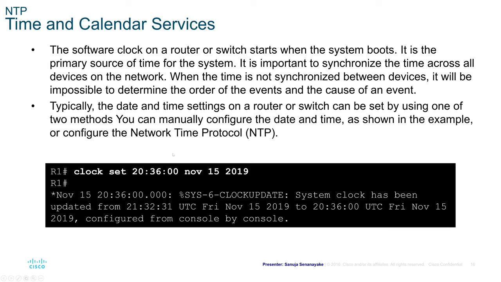Get-bulk-request. The get-bulk-request retrieves large blocks of data instead of a single variable. In this case, we are retrieving large blocks of data, such as multiple rows in a table, that would otherwise require a transmission of many small blocks of data. So instead of using many get-next-requests, we are using get-bulk-request. One thing you should know about this: the get-bulk-request only works with SNMP version 2 or later. So if you have previous versions of SNMP, other than version 2 or above, that would not work.